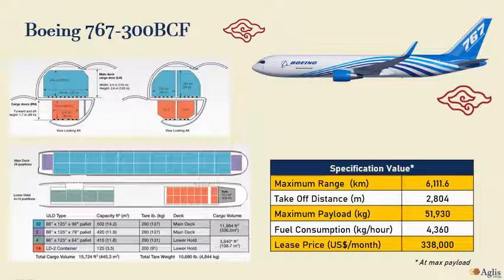Another choice from Boeing is the 767-300 Boeing Converted Freighter, a wide-body aircraft. The maximum payload is 51.93 tons and it is able to fly up to 6,111.6 kilometers carrying maximum payload. The takeoff distance is 2,804 meters. The fuel consumption is 4,360 kilograms per hour. The lease price for this aircraft is $338,000 US for a 5-year-old aircraft. According to Boeing's website, this aircraft has a revenue payload of 51.6 tons.